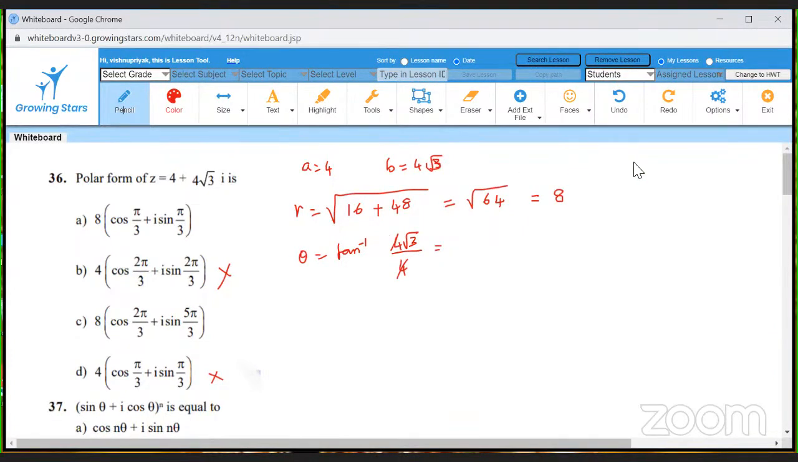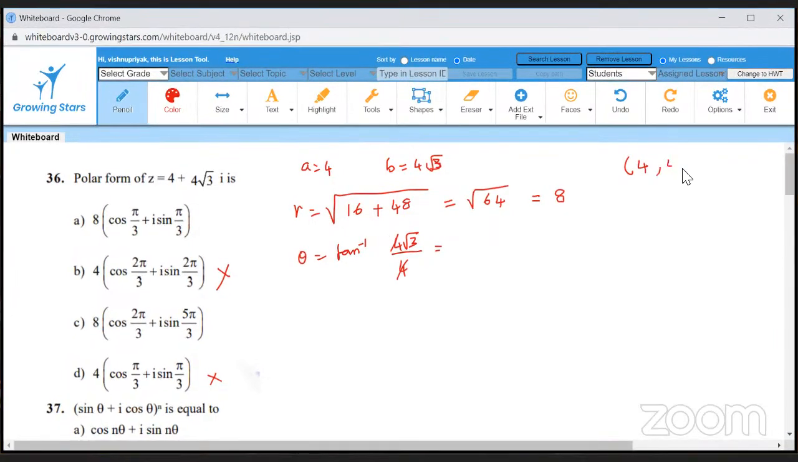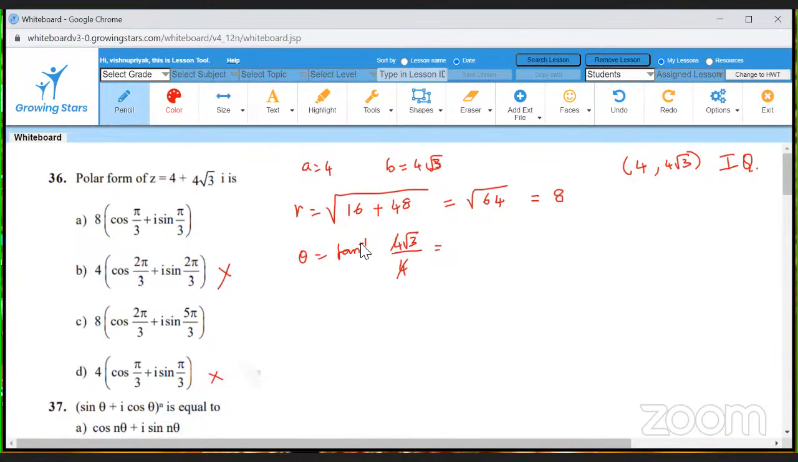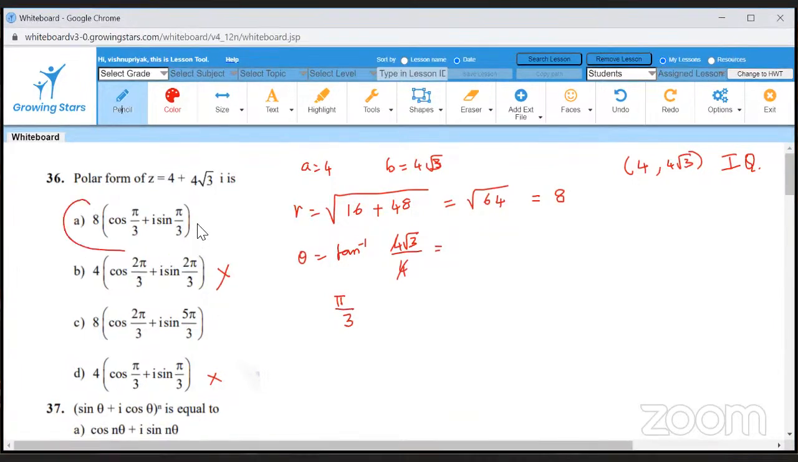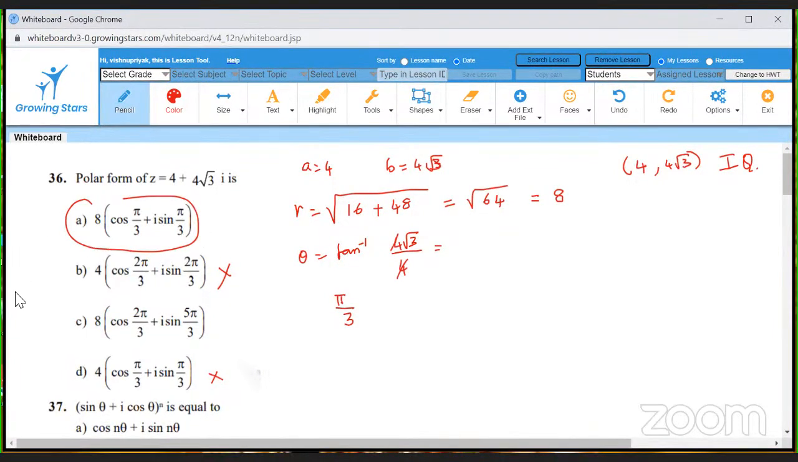Because x coordinate is positive, y coordinate is positive, the angle should be in the first quadrant. Tan inverse is root 3. That means pi by 3 is the angle. Tan pi by 3 is root 3. So option A will be the correct option.